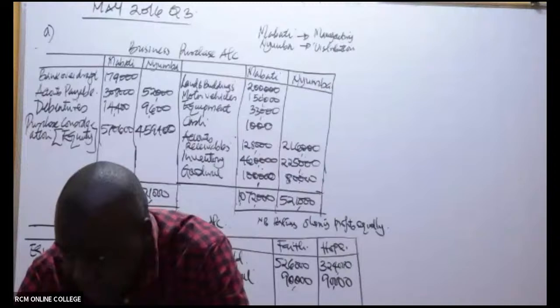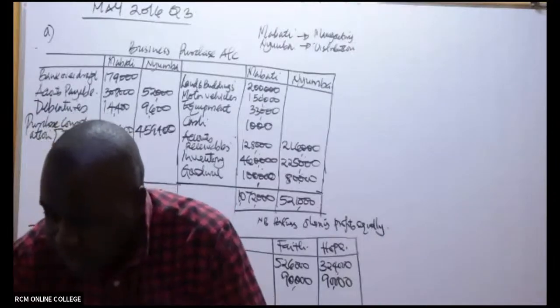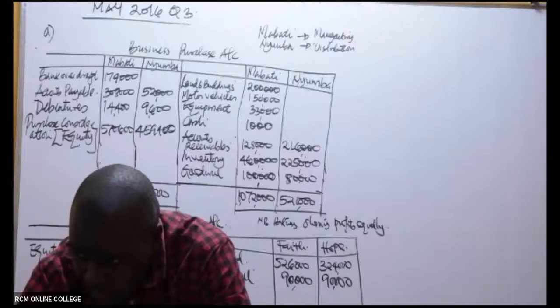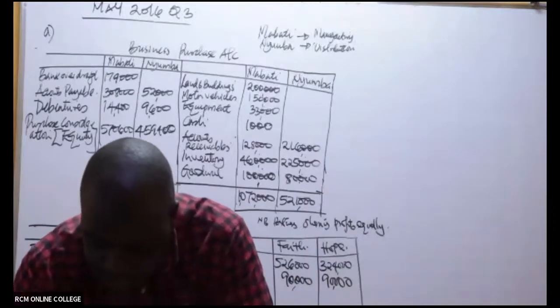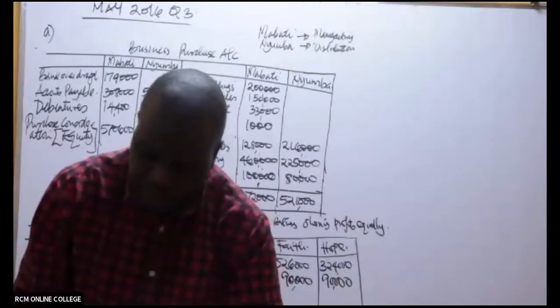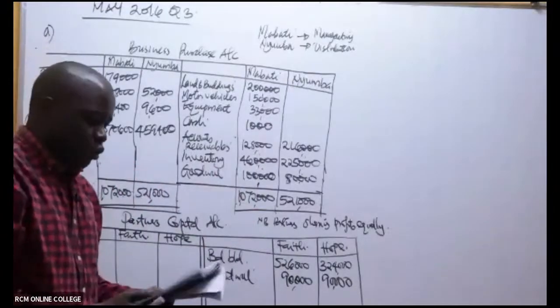23,750,000 shares in Mabati and the balance of the shares in Nyumba. That is how Faith agreed to acquire the capital. Then for Hope, 15,920,000 shares in Nyumba Limited and the balance of the shares in Mabati Limited. So therefore, we can be able to do the computation here.